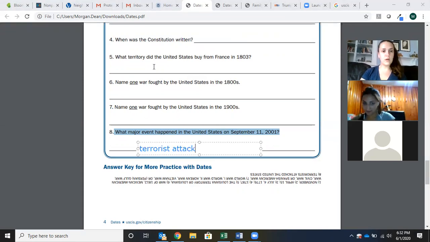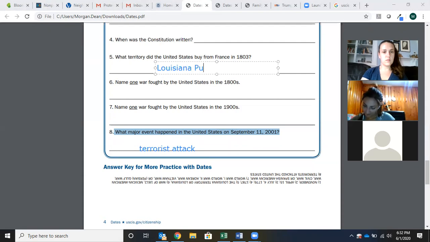Good. Okay. And then down here we have, up here is the Louisiana Purchase. Louisiana territories. All right. Is that feeling okay? Making good sense? Yeah, thank you. No problem. I'm glad you asked.